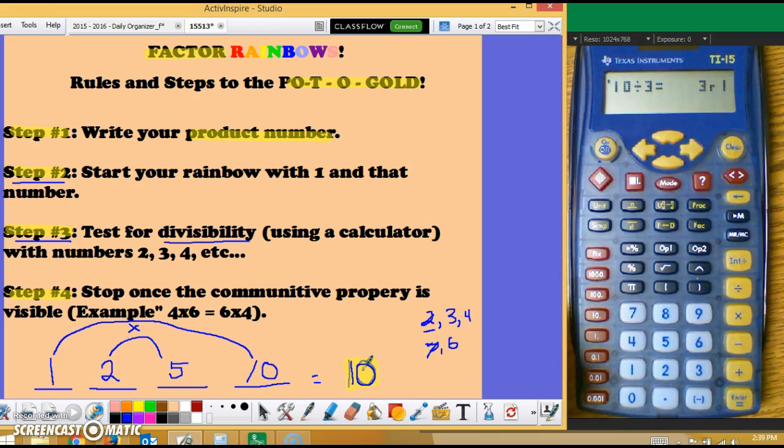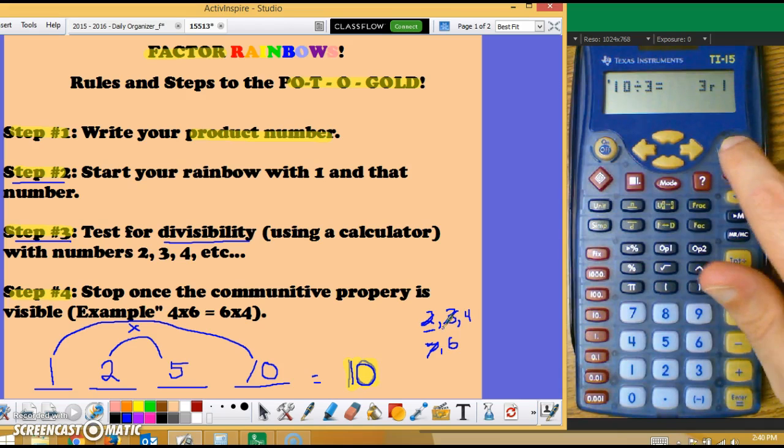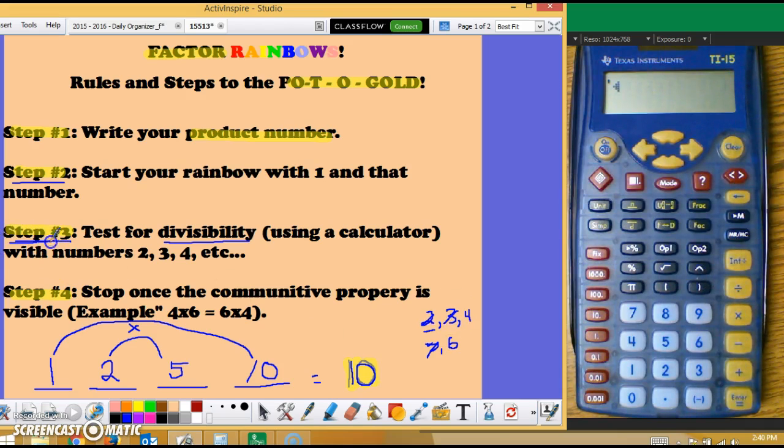It's actually 3 with a remainder of 1. But because when I divide I do not get an exact whole number, that means 3 is not a factor of 10. I can still test 4. Let me clear. And again, I'm still on step number 3, test the divisibility of 4.